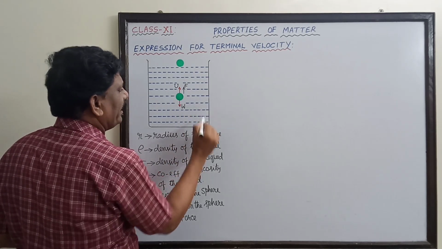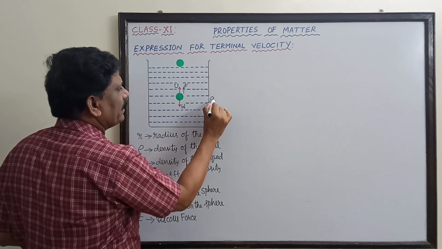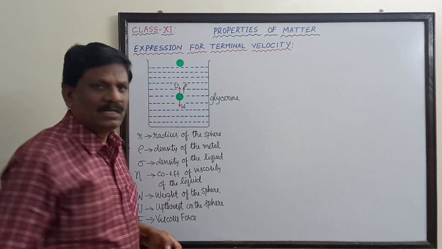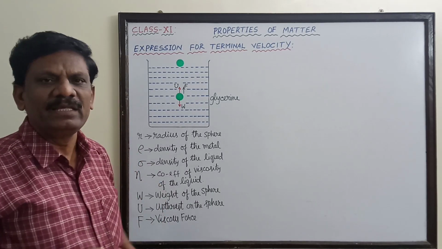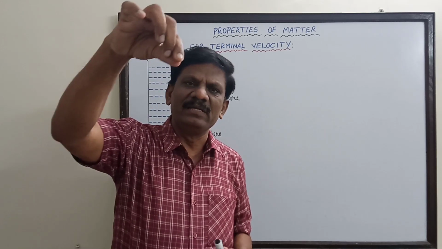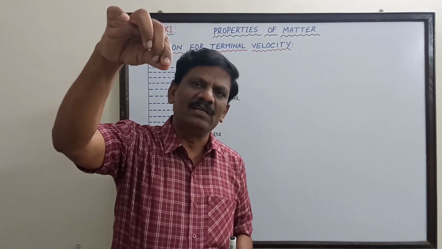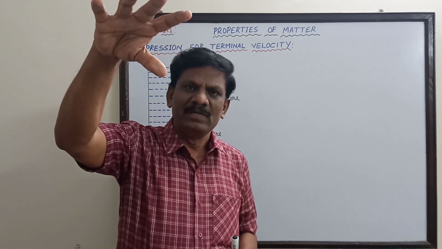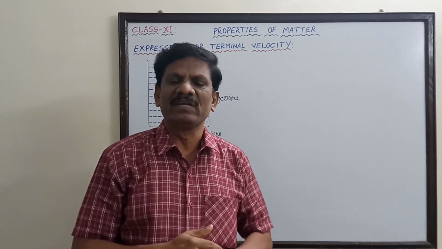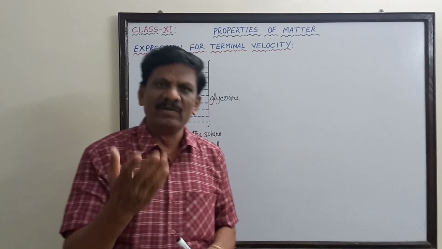So for example, I can take this as glycerin oil or castor oil, which has high viscosity. Now what will happen when a sphere is dropped in the air? First of all, in air if you drop a sphere, it will start from zero velocity. So the initial velocity of the falling body will be 0.